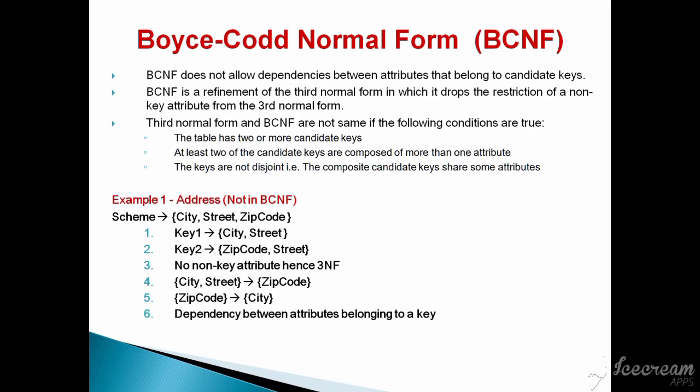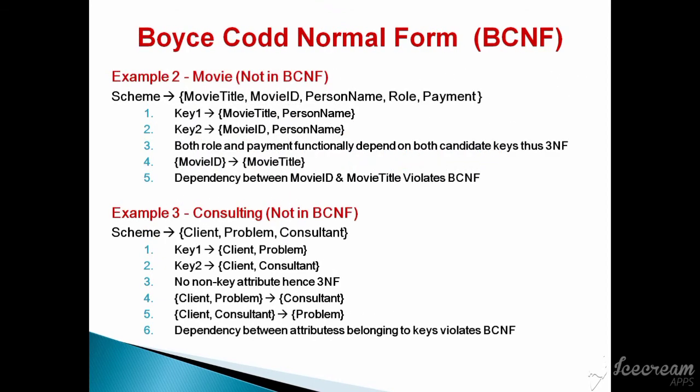City and street determine zip code. The dependency between attributes belongs to a key. This is BCNF. Here is another example of BCNF.